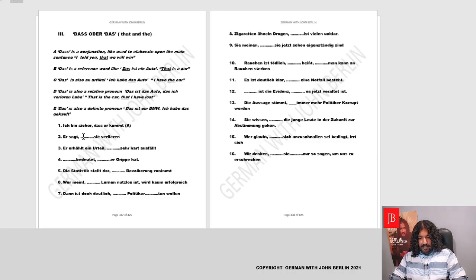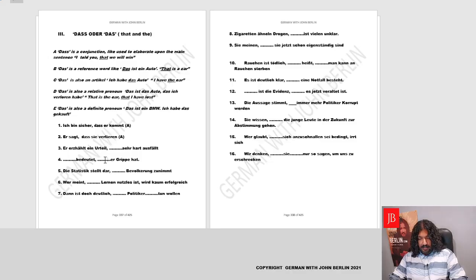Okay, er sagt, dass sie verlieren. He says that they lose. Again, the verb is at the end. I'm elaborating upon the first sentence, so it will be dass. So we'll choose option A once again. So we could write here A. Fantastic. Erzählt, there is a Z missing. Erzählt.